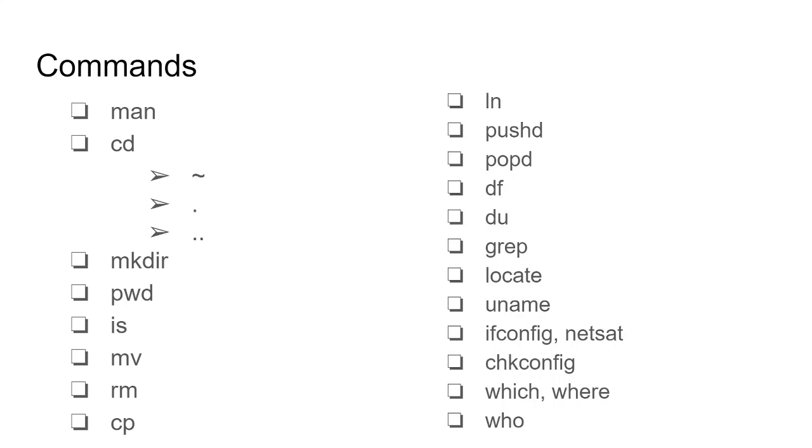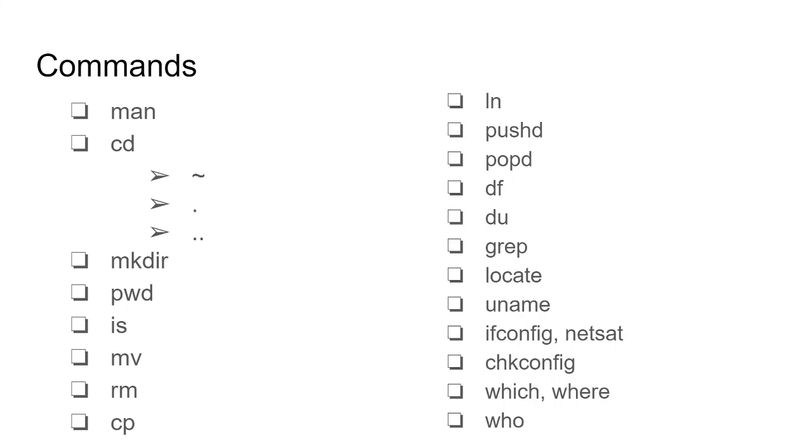Next is mkdir, which is make directory, that is, create a directory. pwd is print working directory. Then ls is to list. Next, mv is for move, rm is for remove, cp is for copying, and ln is for linking certain files if we need. pushd is to push the directory, that is to get the next directory that you want. popd is to pop the directory, that is to go back to the previous one.